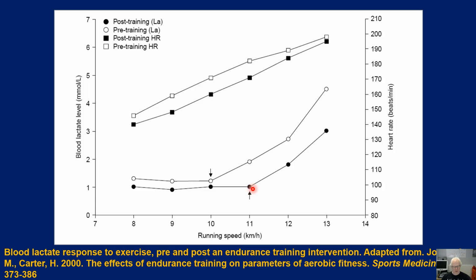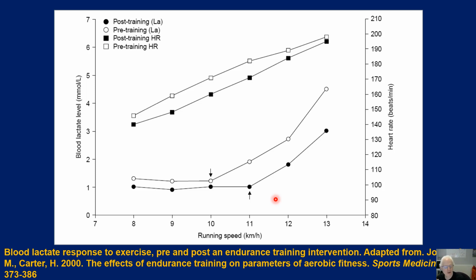So this is 11 kilometers an hour, and I can see the transition where you get these steady state responses in both conditions, and then you start to go into this form of steady state. This is the heavy domain response. So you can see that sudden acceleration of the blood lactate profile. So it's really obvious and really clear to see.